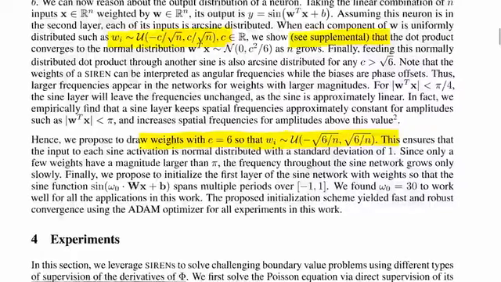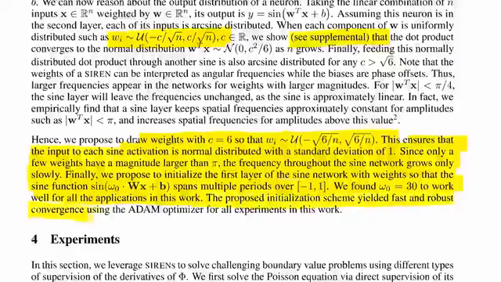This ensures that the input to each of the sine activations is normally distributed with a standard deviation of 1. Since only a few weights have magnitude larger than pi, the frequency throughout the sine network grows only slowly. Finally, we propose to initialize the first layer of the sine network with weights so that the sine function spans multiple periods over -1 to 1. We found W0 equals 30 to work well for all the applications in this work. The proposed initialization scheme yielded fast and robust convergence using the Adam optimizer for all experiments in this work.